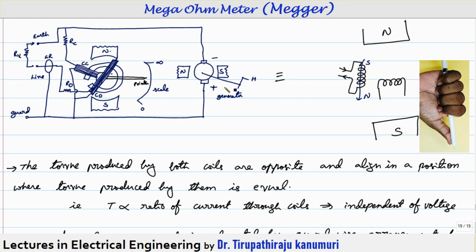So because of that, the torque will be produced like that, this pointer will move upwards and the pointer will show infinite reading. I hope this is clear up to now. Now coming to this coil. Again this coil also, the winding will be made in this way.